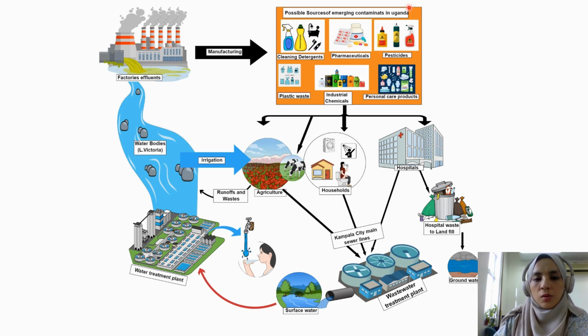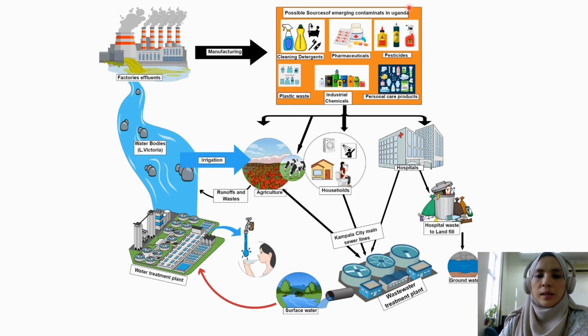Wastewater from household flows into the main sewer lines, which lead to the wastewater treatment plants. However, not all contaminants are removed during treatment and some can end up back into the water cycle. Hospitals also generate waste, including pharmaceuticals and medical waste, which can enter the water system through improper disposal and landfills. Additionally, hospital waste is directed to landfills where it can leach into the groundwater, posing further risks.